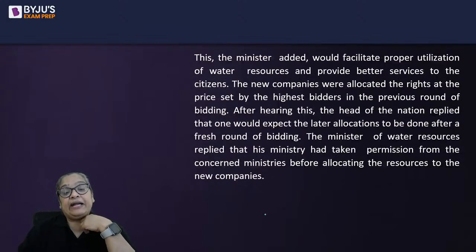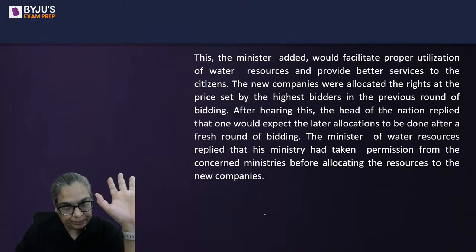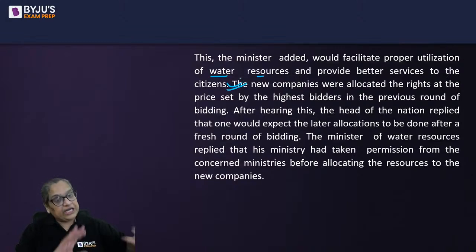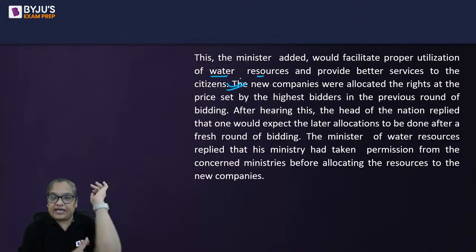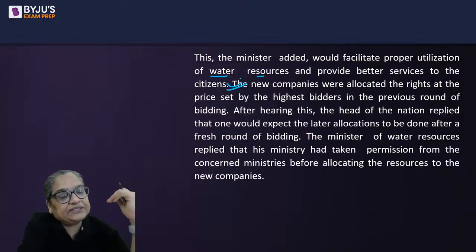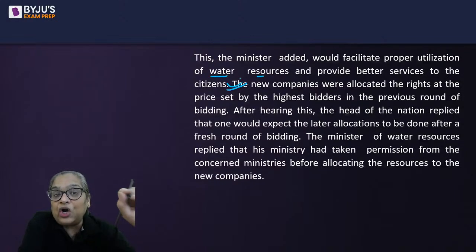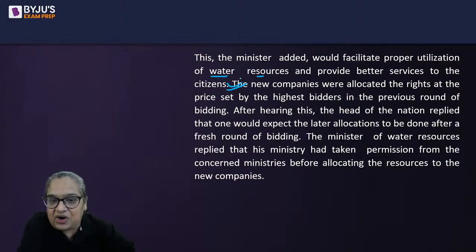The ministry added that the process they followed would allow for the proper utilization of water resources and provide better services to the citizens. Now, initially there was a process of bidding where the highest bidders, the most competent and highest bidders were allotted water resources to build mini hydel power plants. There were new companies which asked to be allotted later. So they were allotted the rights at the price set by the highest bidder in the previous round.